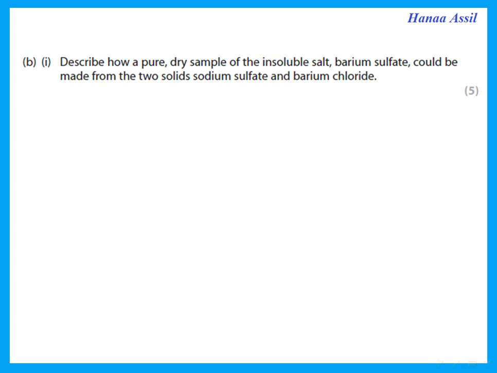Describe how a pure dry sample of the insoluble salt barium sulfate could be made from the two solids, sodium sulfate and barium chloride. So he's starting with two solids, sodium sulfate and barium chloride, and he wants to prepare the insoluble salt barium sulfate. Of course, if we add sodium sulfate to barium chloride, we will get barium sulfate.